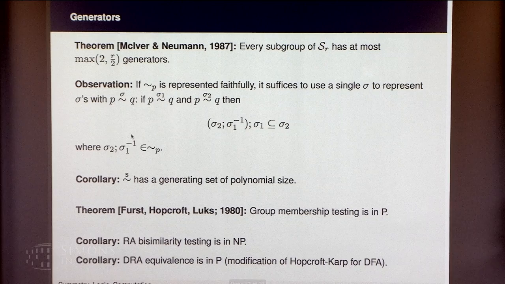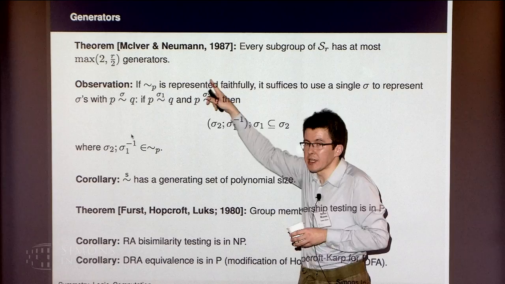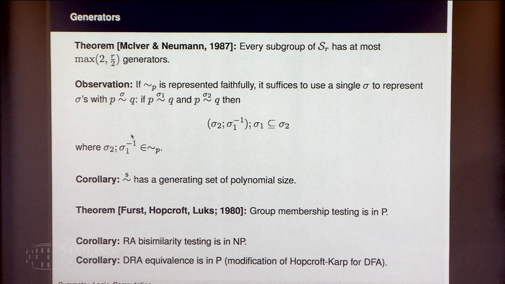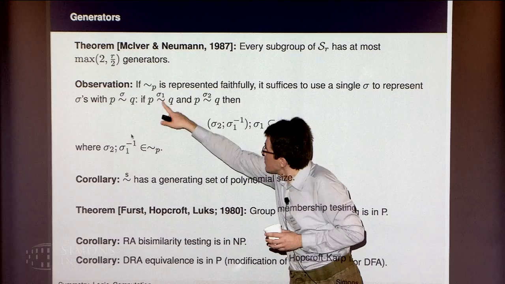There's another result in group theory that turns out helpful. This result says that every subgroup of the symmetric group over R elements has at most a linear number of generators. So for each group that underpins these bisimilarity relations that we were investigating, we can find linearly many generators. But this does not automatically lead to an NP algorithm, because these groups were just related to symmetries of the same state, so they were auto symmetries, whereas we also need to cover situations where we have different states.